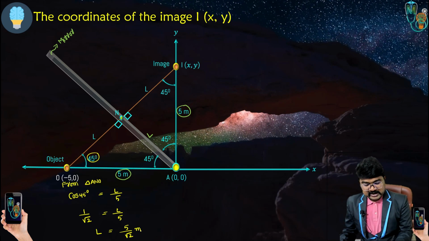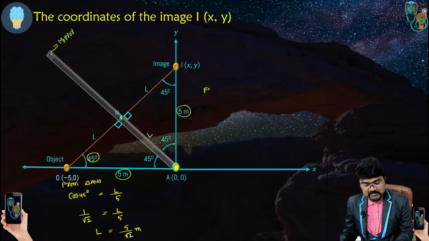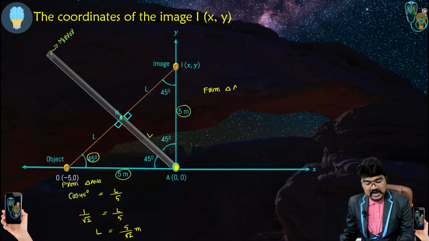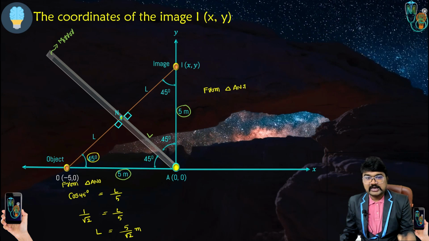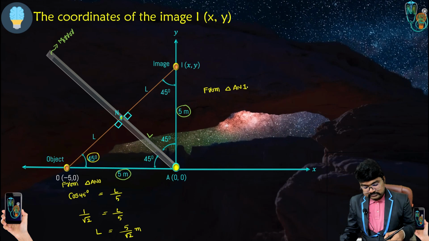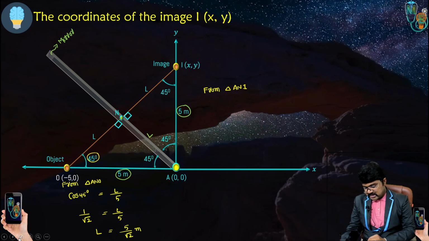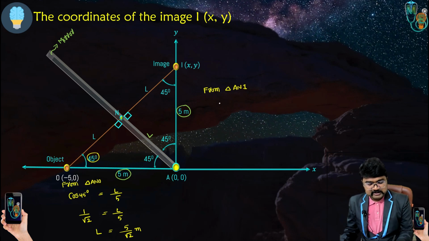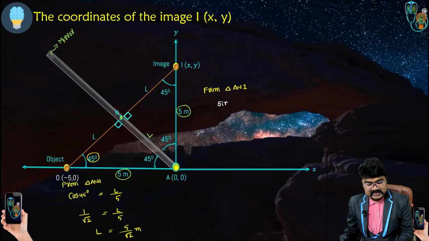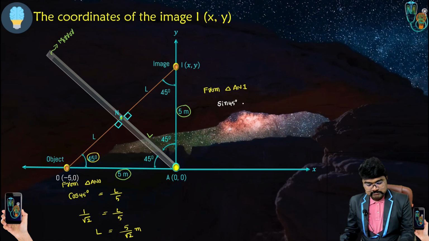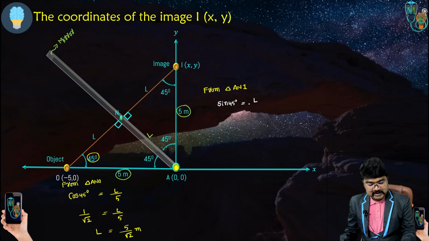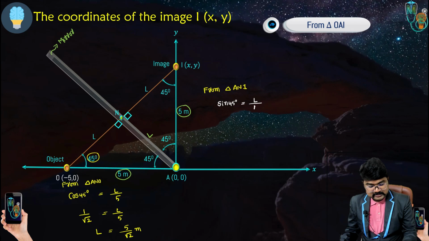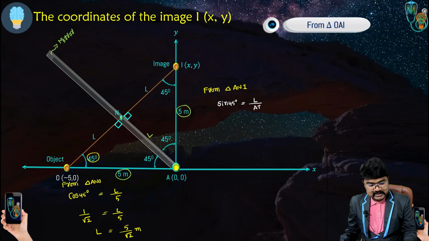So now from triangle ANI, to calculate AI, what to do? Tell me. To calculate AI, you can take anything. Sine 45 degrees equals L by AI.